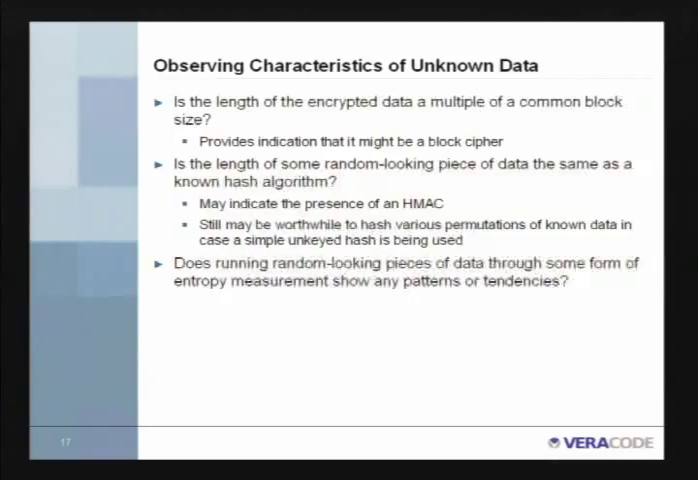Does running random-looking pieces of data through some form of entropy measurement show any sort of patterns? So one thing you can do here is just script up a little thing to grab a bunch of tokens repeatedly, and then run them through a statistical analysis to see if there's an abundance of bytes at the low end or the high end. Something that's truly random shouldn't really show any peaks or valleys in terms of distribution of bytes. Some of the automated web app products do this, I think, with session IDs, but not so much with other pieces of data.